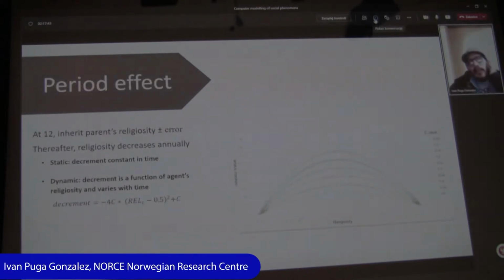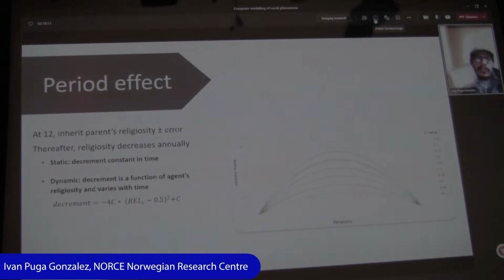So first of all, I would like to start talking about the period effect, right? At 12 years old, these agents inherit the religiosity from their parents, and then thereafter, every year from 12 years old until they die, if the period effect is on, there is a decrease in religiosity. Here we implement two different types, one in which this decrement is constant in time, and the second one which is dynamic.